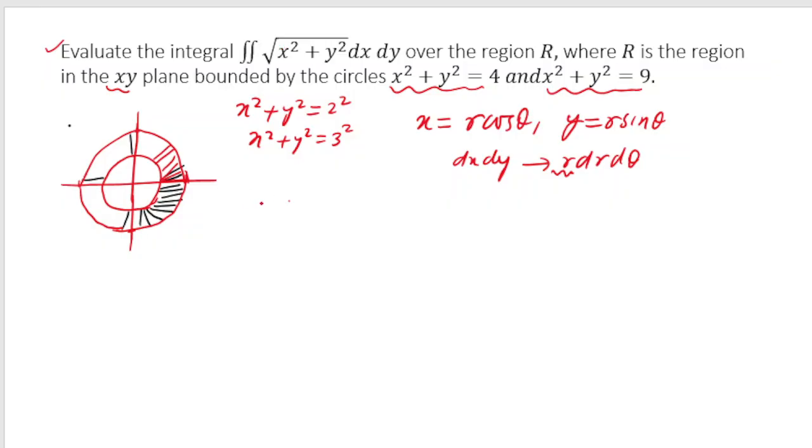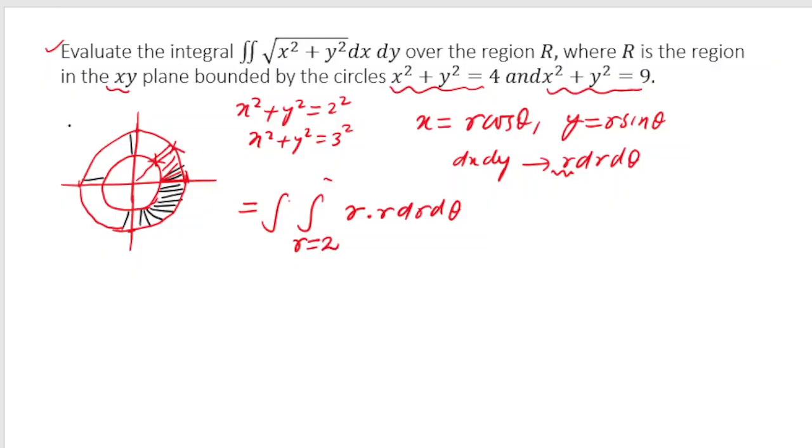So this problem will reduce to what? I am not writing this, I am directly changing it to the polar coordinate. So under root x square plus y square, that is under root r square, which is equal to r, and then dx dy, so that is equal to r dr d theta. And can you pause and decide what will be the limit? Since the strips that we are taking start at the inner circle, at this point r is equal to 2. If I ask you, if you are starting at this point, what is the value of r? The value of r at this point is equal to 2, so I will take r is equal to 2, and then you are going up to this point.